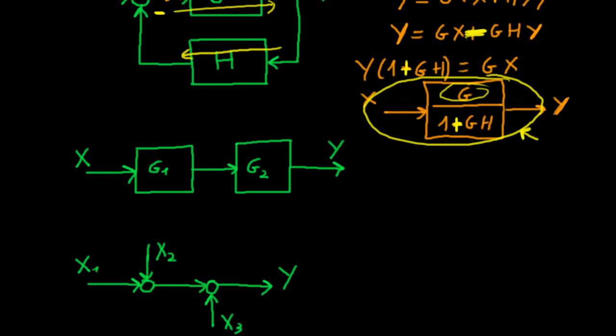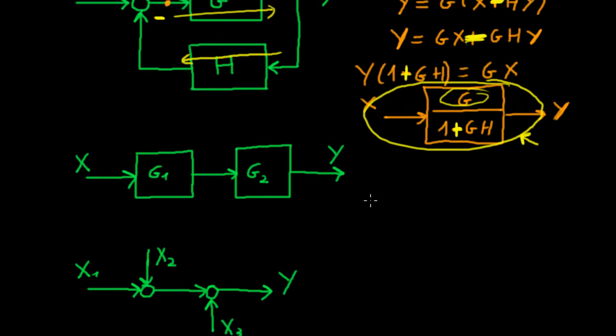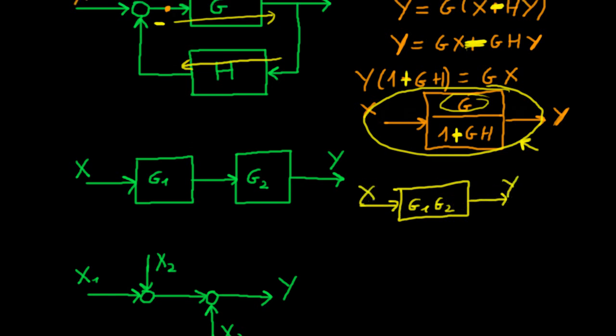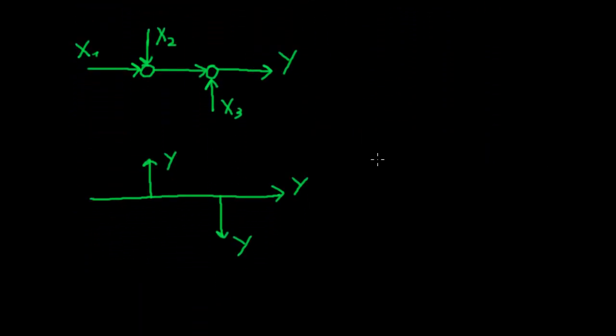Finally, if we have two systems in series, obviously it can be replaced by the multiplication of both of them. Very easy. And commutativity.